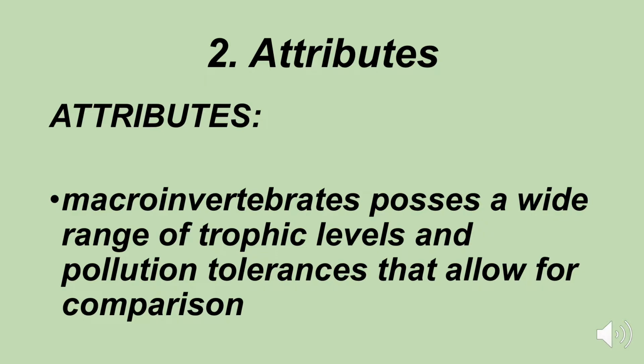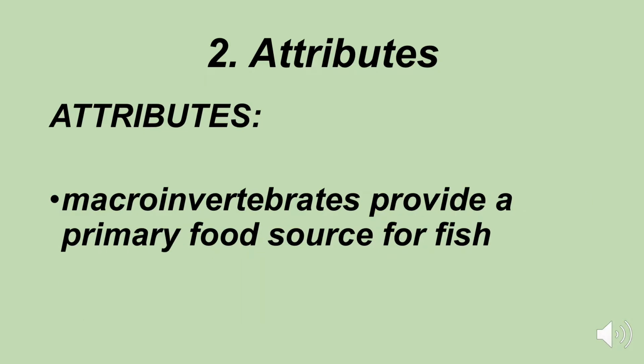Certain macroinvertebrates are not tolerant to pollutants. So if you go in and take a sample and that macroinvertebrate is not present in your sample, the odds are a particular pollutant is actually causing the problem in the stream. In addition to that, macroinvertebrates are food. They provide a primary food source for fish and other types of aquatic organisms.